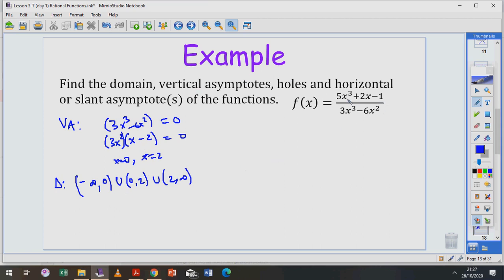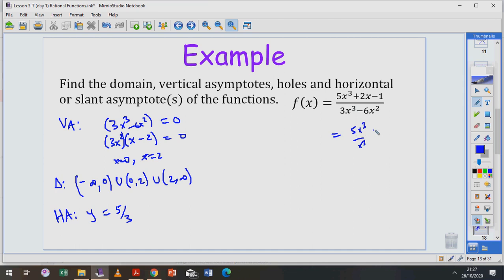The horizontal or slant asymptote: since this power is equal to this power, the numerator power is equal to the denominator power. To find the horizontal asymptote, the rule says that I just need to divide this coefficient by that coefficient, so that the horizontal asymptote will just be 5 out of 3. Again, if you forgot the rule, divide by the biggest power in the denominator, throughout everything.